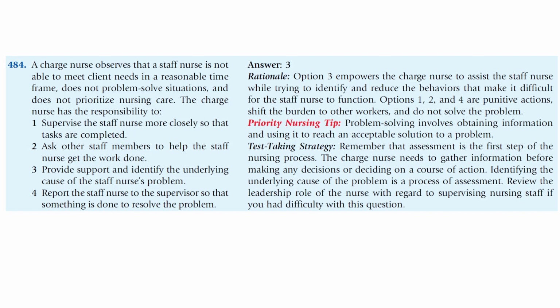Answer: 3. Rationale: Option 3 empowers the charge nurse to assist the staff nurse while trying to identify and reduce the behaviors that make it difficult for the staff nurse to function. Options 1, 2, and 4 are punitive actions, shift the burden to other workers, and do not solve the problem.